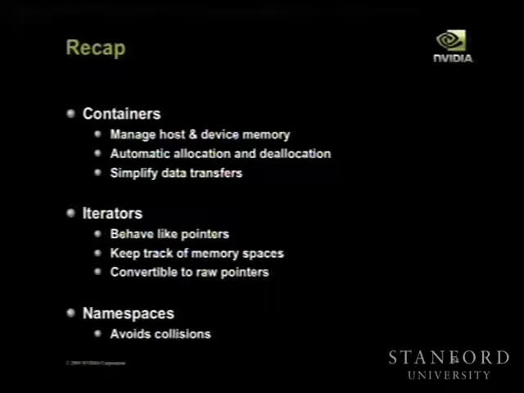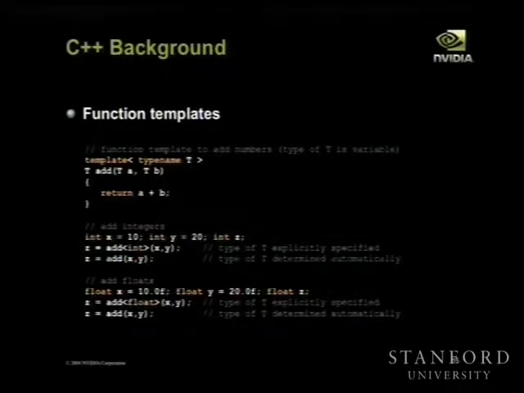Okay, so to summarize what we've talked about so far, we've introduced containers. So we have host vector and device vector. These manage memory for us automatically. They handle the allocation, deallocation, and copying between the two spaces. We've talked about iterators. The iterators that we have are basically pointers, except they come with some metadata, so they know where they live. But if you really need to, then you can convert those back to normal pointers. And of course, namespaces. So all the features in thrust are available through the thrust namespace. So I'll go over this, I guess, pretty quickly, because it seems like most people are familiar with C++.